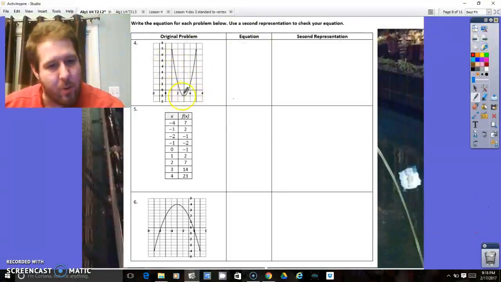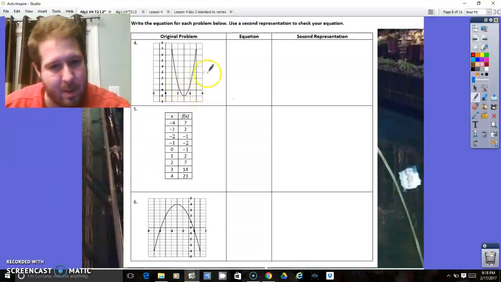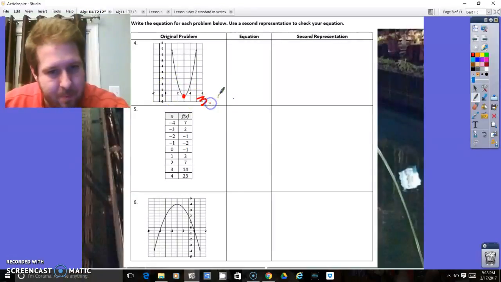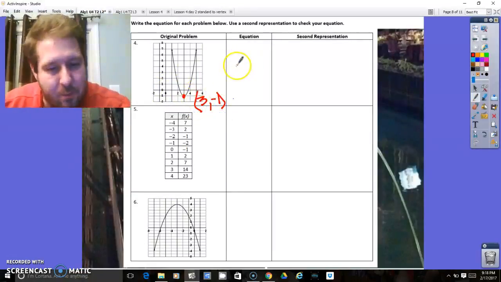So we're going to write equations now based on given tables and graphs. We're going to do it backwards, basically. Instead of making the graph from the equation, we're going to make the equation from the graph. So first, find the vertex. The vertex is at 3, negative 1. Once I know the vertex is 3, negative 1, then I can write it in vertex form. I know it's going to be x minus 3 squared minus 1.